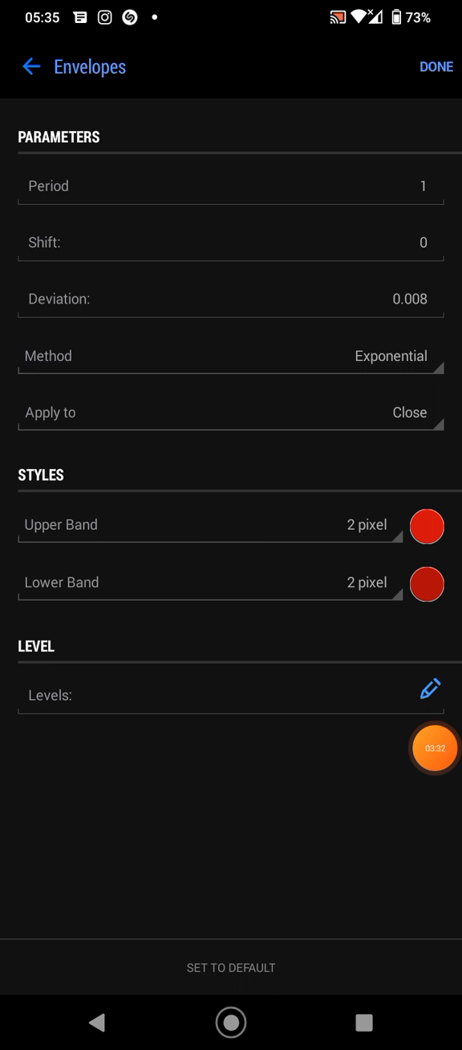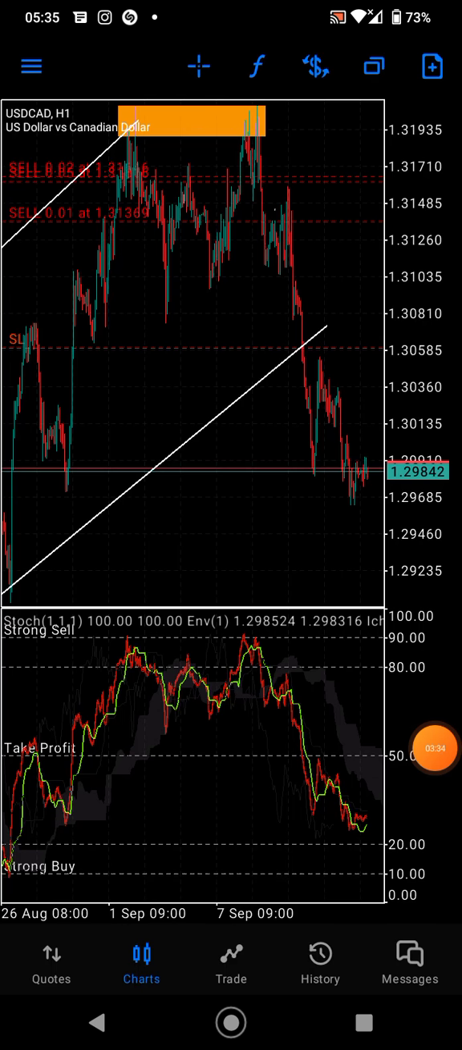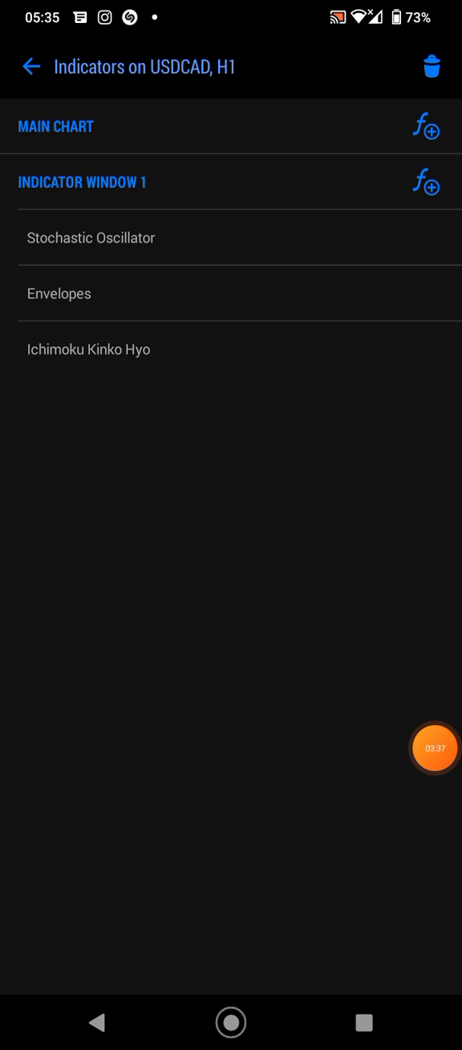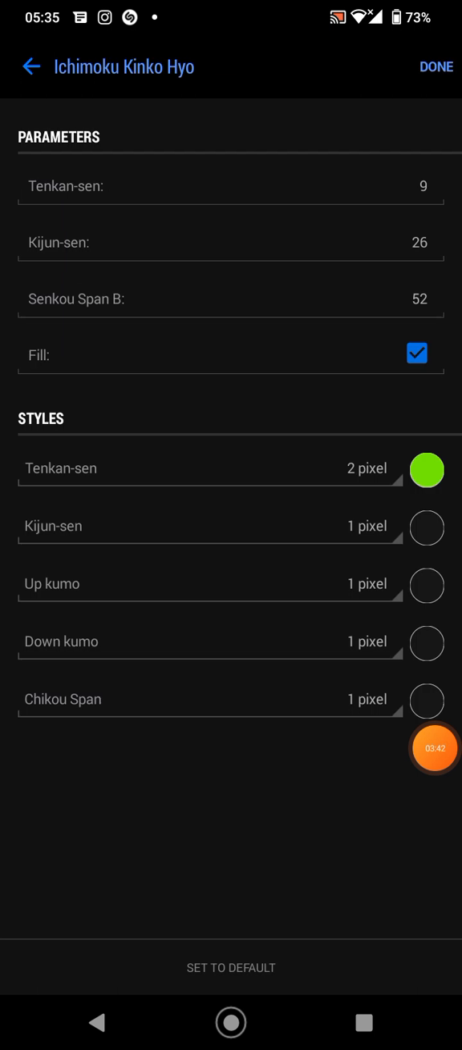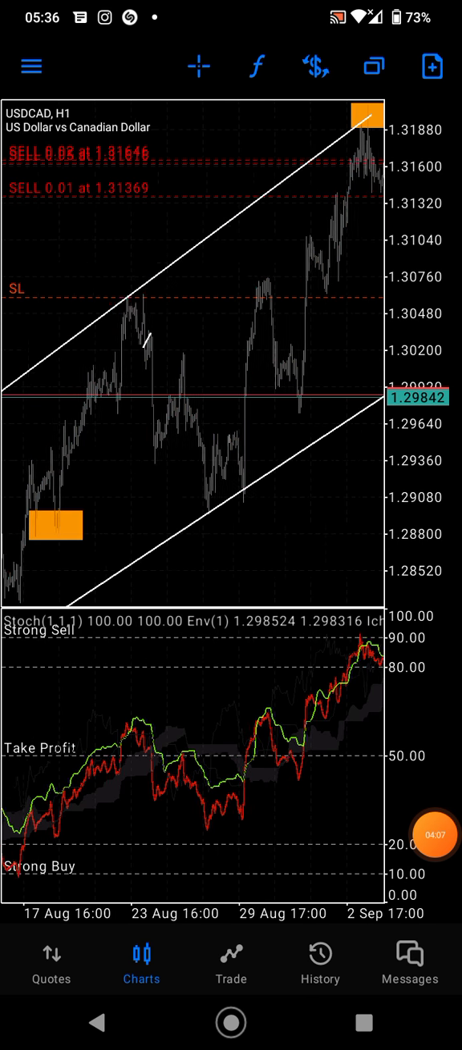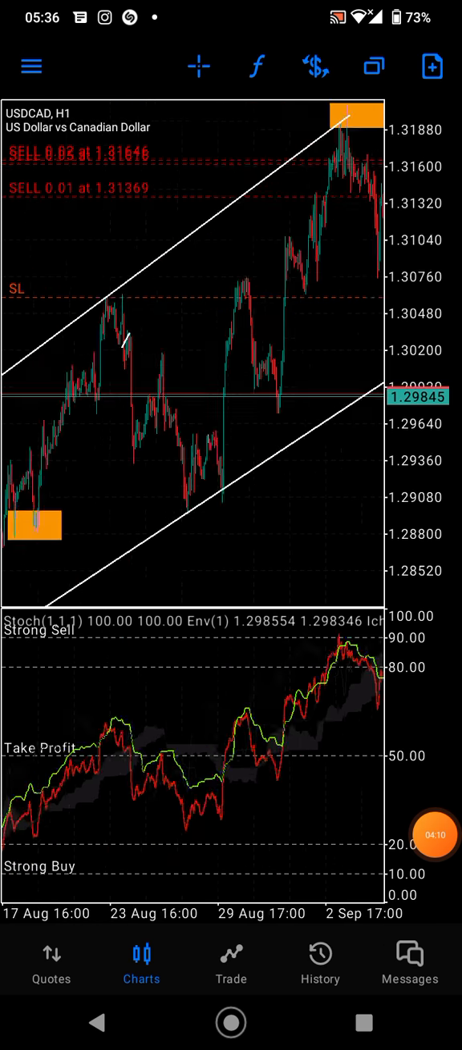With this one we don't have any levels, so you just press done, and you go to the F icon again, and now you go to the Ichimoku. Just pause the video and put the same settings in, so you can get the same results.